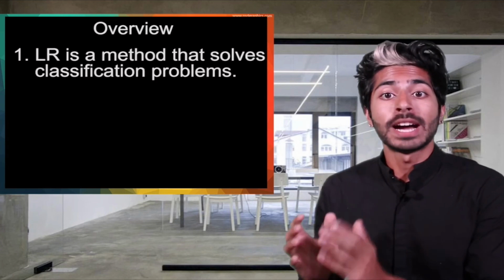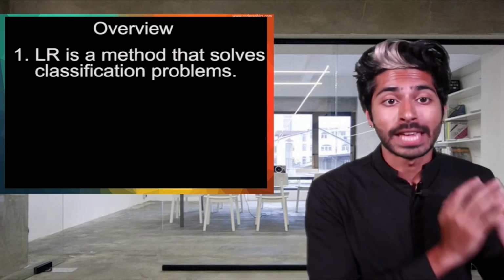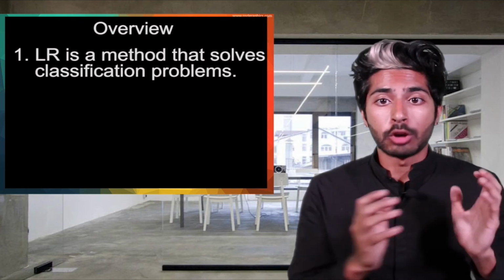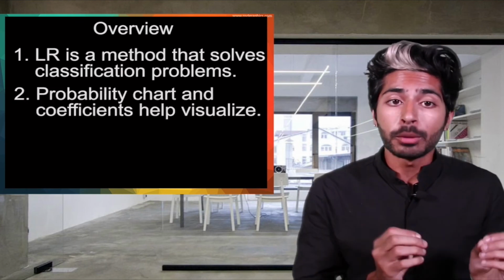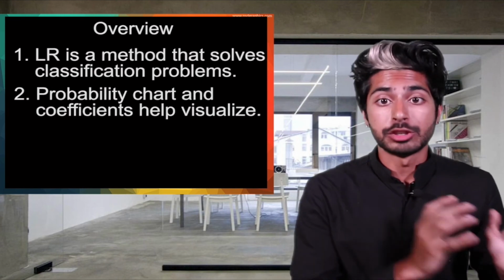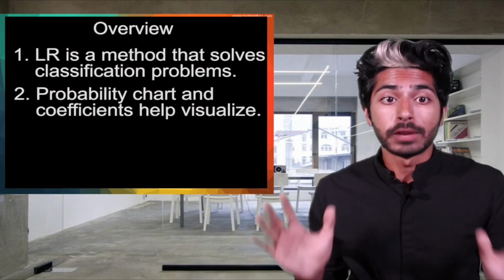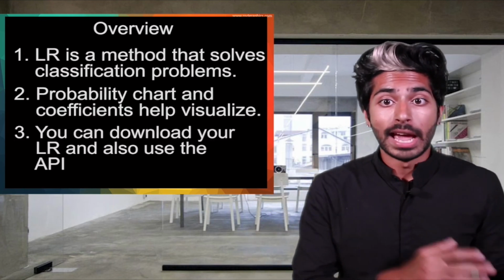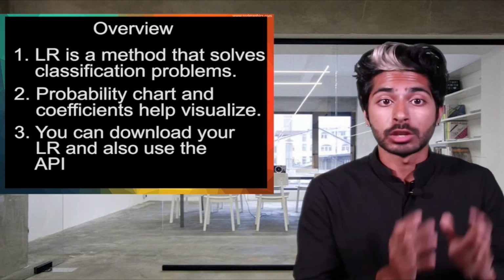To go over some of what we've learned, a logistic regression is a supervised machine learning method used to solve classification problems. You can create one with one click from the dashboard. The probability chart and coefficients table help you visualize and interpret them via the dashboard. You can make single instance and batch predictions using logistic regression. There are a variety of configuration options available to you in the dashboard. You can download your LR for later use, and you can use the BigML API to use logistic regressions in a variety of ways.